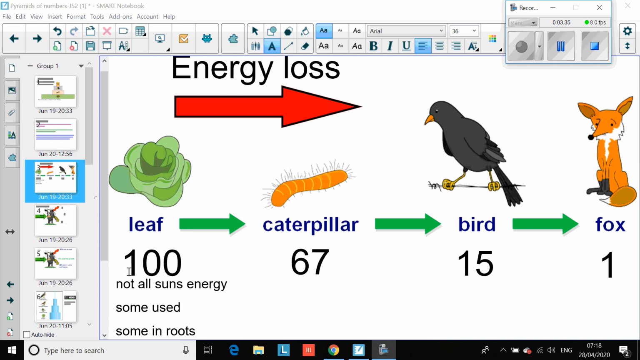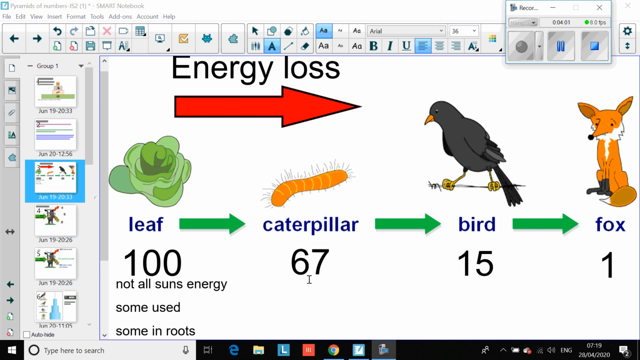So, 100 joules of energy which the plant has been able to make, even if the caterpillar comes along and eats the entire lettuce, okay, it's not going to get to the roots, it can't get to the energy that the lettuce has already used, so therefore it'll only get 67 joules of energy by even eating the whole plant, okay? So only 67 joules is passed up.